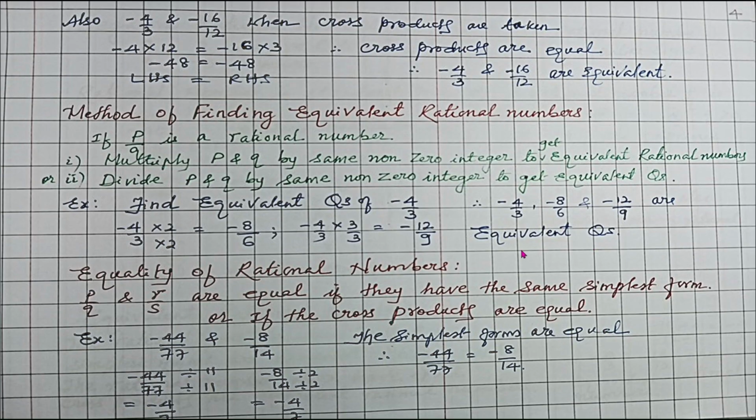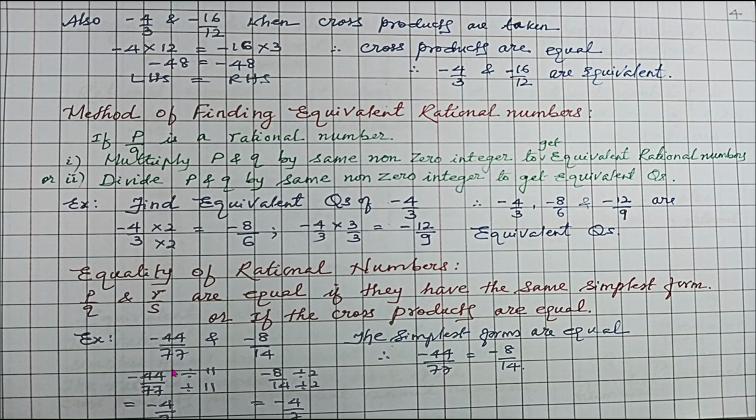So please remember that. Now, equality of rational numbers. Very simple again. If p by q is a rational number and r by s is another rational number, they are equal if they have the same simplest form, or if their cross products are equal. That means p by q and r by s, when simplified, should have the same standard form or the same simplest forms, or their cross products must be equal. That means ps must be equal to qr. Let us consider an example.